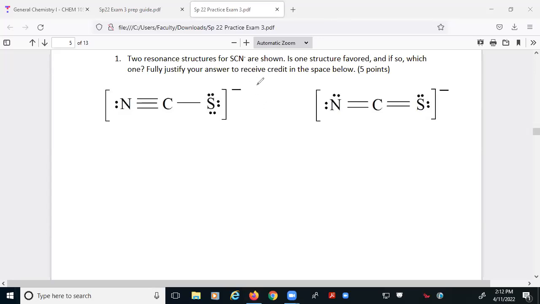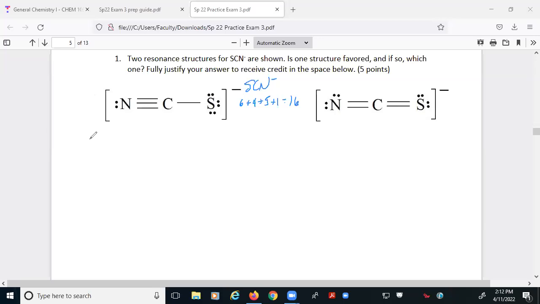We can look at this and say, okay, SCN minus, I should have 6 plus 4 plus 5 for the nitrogen and an extra for the charge. That's 16 electrons. Do both of these structures have 16 electrons in them? Well, 2, 4, 6, 8, 10, 12, 14, 16 on the left. 2, 4, 6, 8, 10, 12, 14, 16 on the right. So both structures are at least valid on their face.